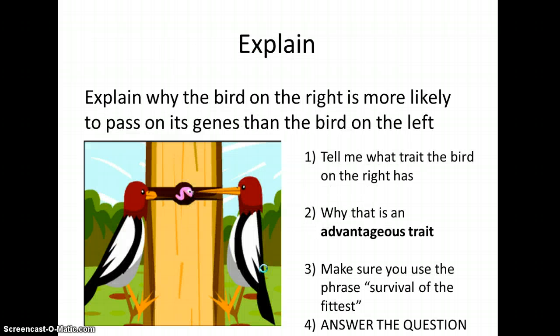So what I'd like you to do is look at this picture, and you have a picture of 2 birds and a worm. Explain why the bird on the right is more likely to pass on its genes than the bird on the left. Your answer should be about a paragraph. Make sure you tell me what trait the bird on the right has, why it's an advantageous trait. Make sure in your answer you use the term survival of the fittest, and make sure that you've actually answered the question, why is this bird more likely to pass on its genes than this bird? Go ahead and pause and make sure you've done that.